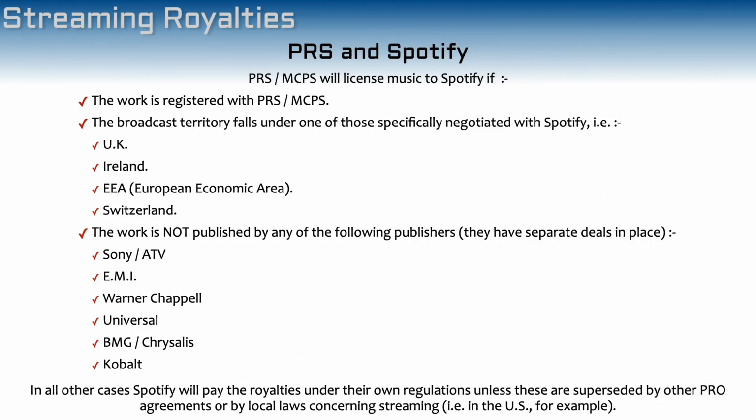PRS will license music to Spotify if the work is registered with PRS MCPS, the broadcast territory falls under one of the specifically negotiated territories with Spotify, i.e. the UK, Ireland, the European Economic Area and Switzerland. They will also license music if the work is not published by any of the following publishers because they have separate deals in place. These include Sony ATV, EMI, Warner Chappell, Universal, BMG Chrysalis and Cobalt.